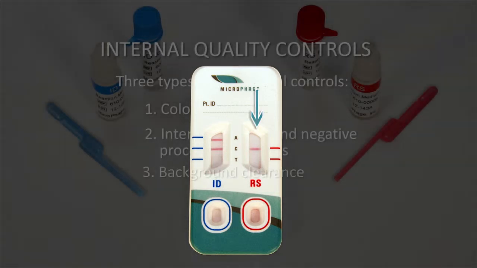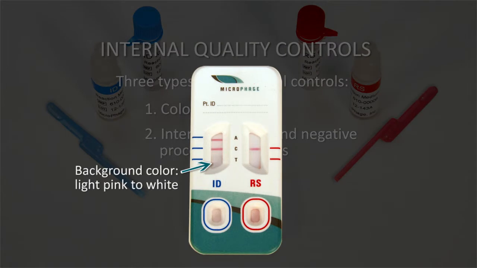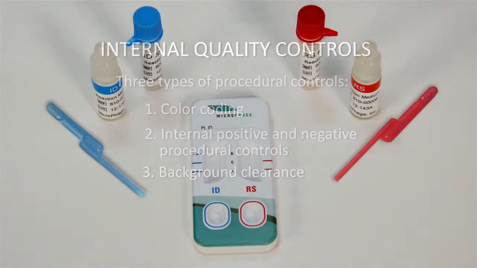the detector. A clearing of the background color in both read windows provides an internal negative control. If no interfering substances are present in the test sample and the detector is working properly, the background will be light pink to white. Background color should not hinder reading of the test. Microphage recommends that you record these controls with each test performed.